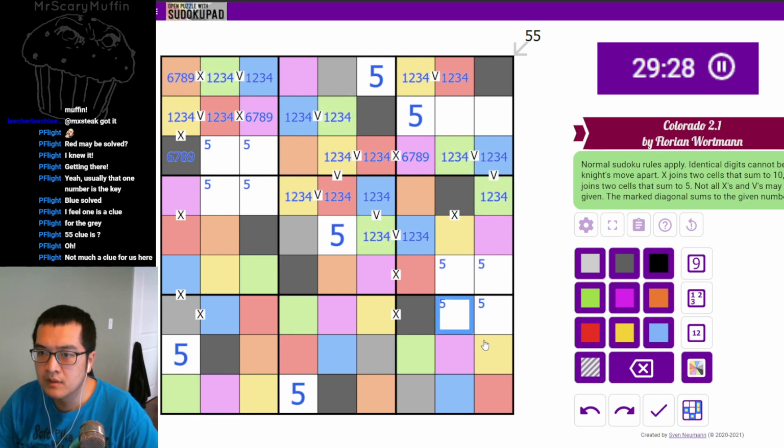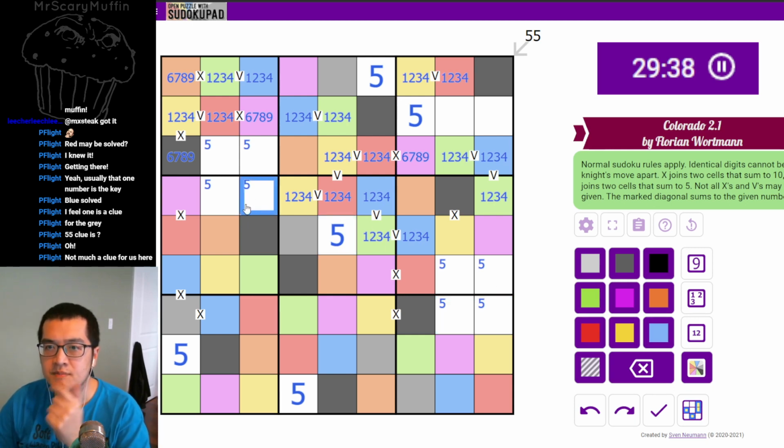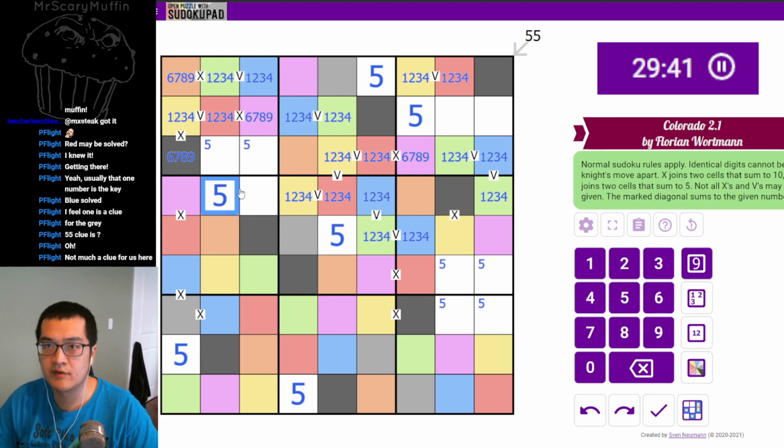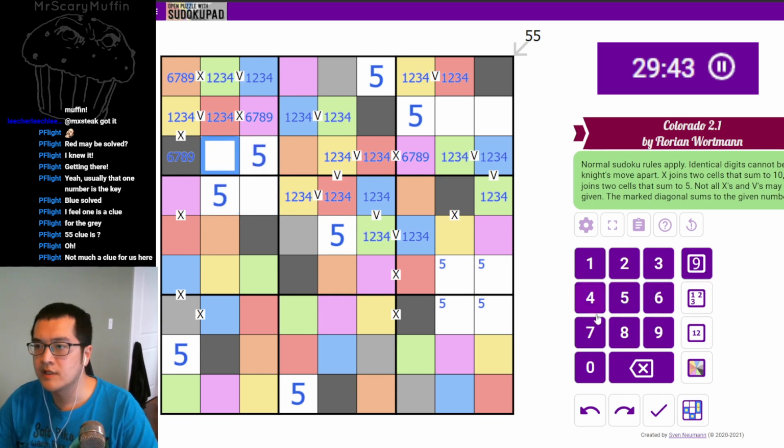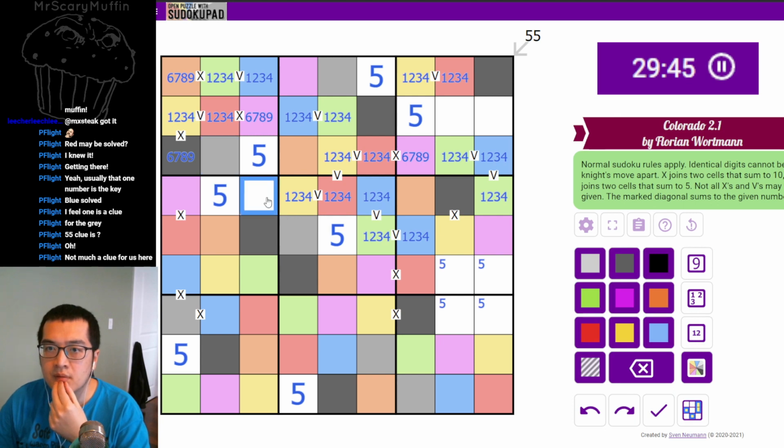What's missing here? Orange. We're missing orange here. So one of these is an orange. This sees this by Knight's Move. That's a 5. That's a 5. That's our light gray. That's our light gray.